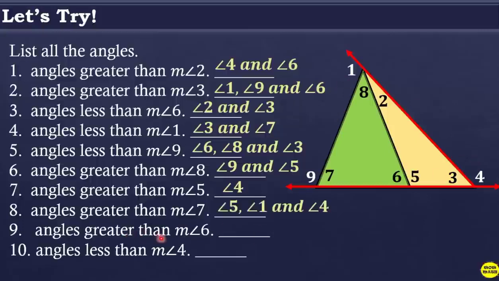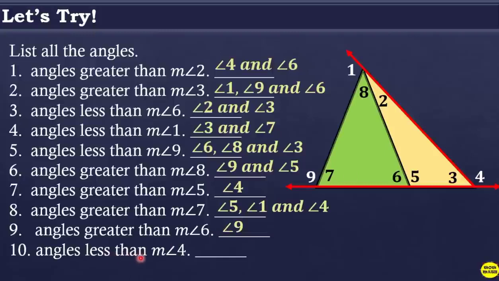And then, angles greater than the measure of angle 6. So, again, we are looking for the non-adjacent exterior angle. So, if this is your angle 6, for the green triangle, we have angle 9. Meron pa? Wala na po. So, we only have angle 9.